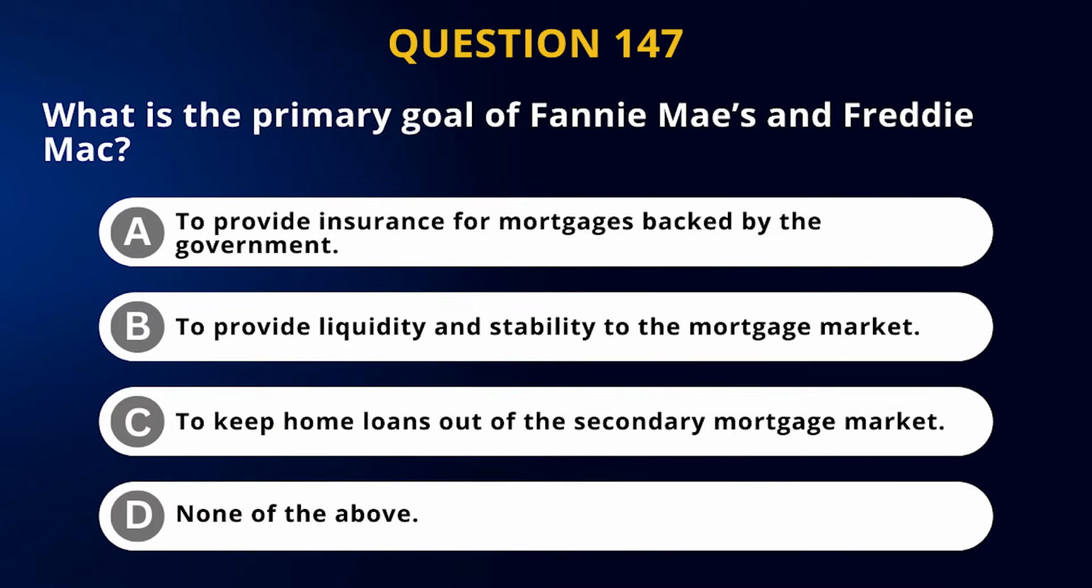Question number 147. What is the primary goal of Fannie Mae and Freddie Mac? Letter A, to provide insurance for mortgages backed by the government. Letter B, to provide liquidity and stability to the mortgage market. Letter C, to keep home loans out of the secondary mortgage market. Letter D, none of the above. Question number 147. What is the primary goal of Fannie Mae and Freddie Mac?